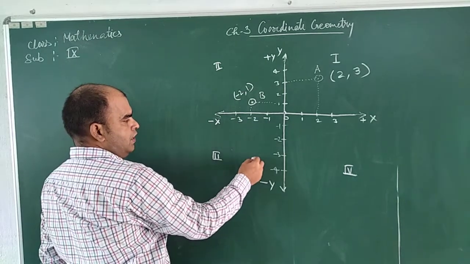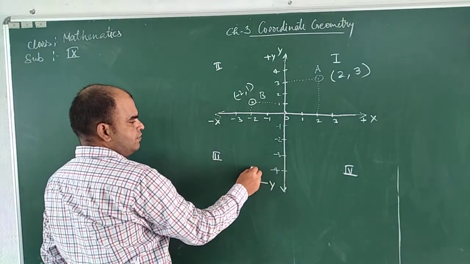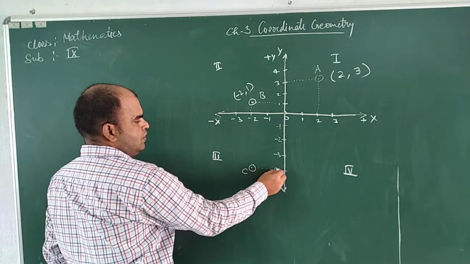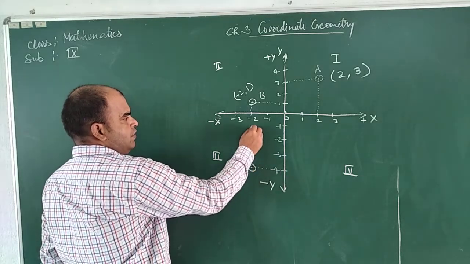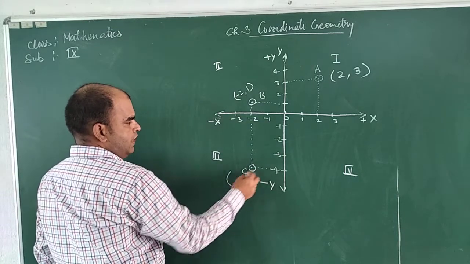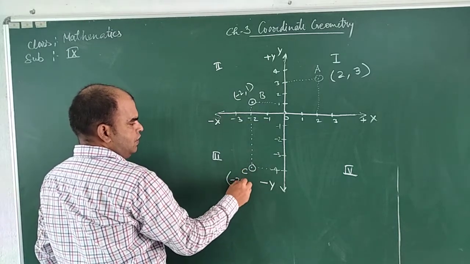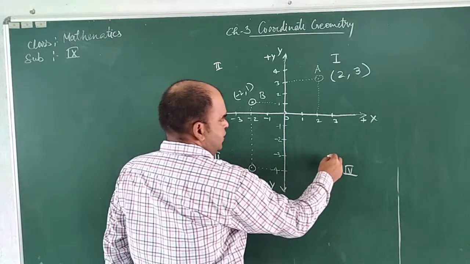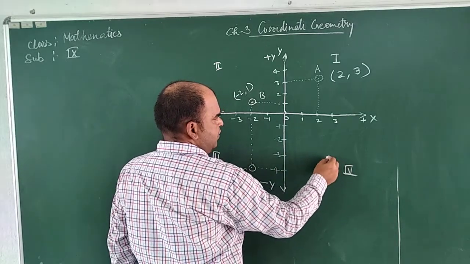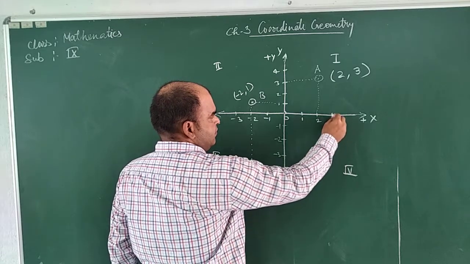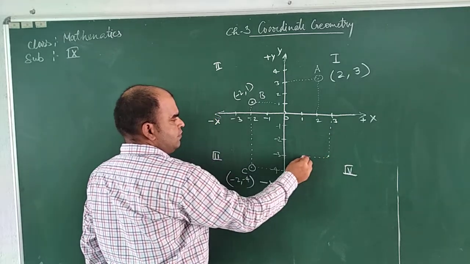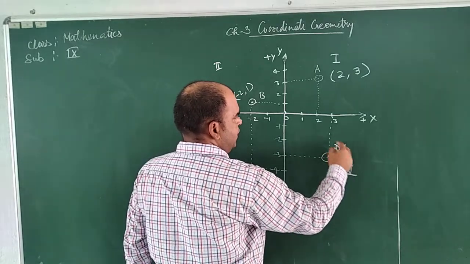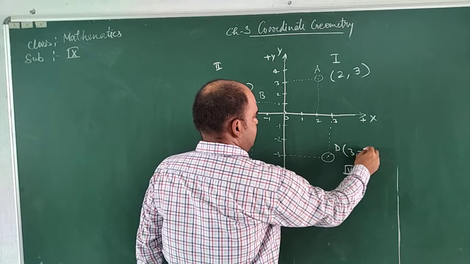Again put a mark here, in the third quadrant. This is C. Just draw one perpendicular. You can see for C the abscissa is minus 2 and the ordinate is minus 4. Suppose you mark point D here. The coordinates for D are (3, minus 3).